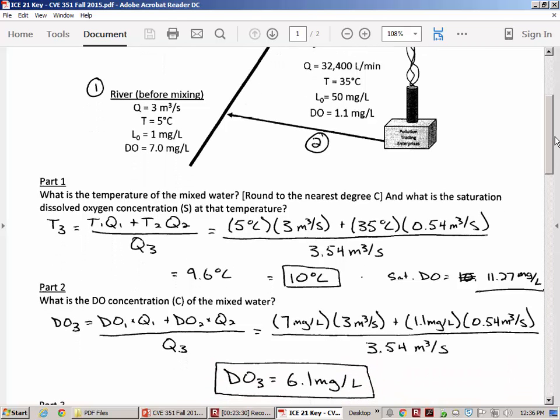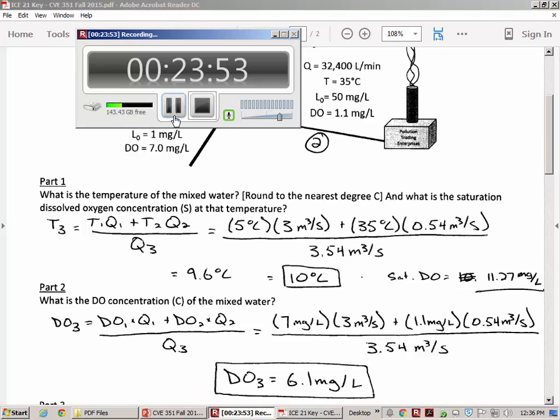Okay, we used the same methodology for part 2. The dissolved oxygen times flow rate plus dissolved oxygen times flow rate, divided by the combined flow rate, and you get the DO of part 3. Okay, so I'm going to turn you loose on that. I just wanted to confirm, in case you're getting the numbers so far, that you're on the right track.